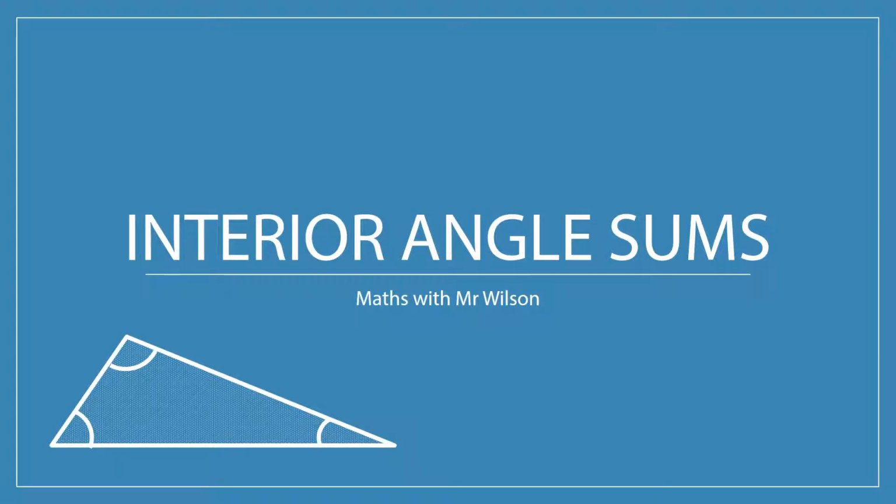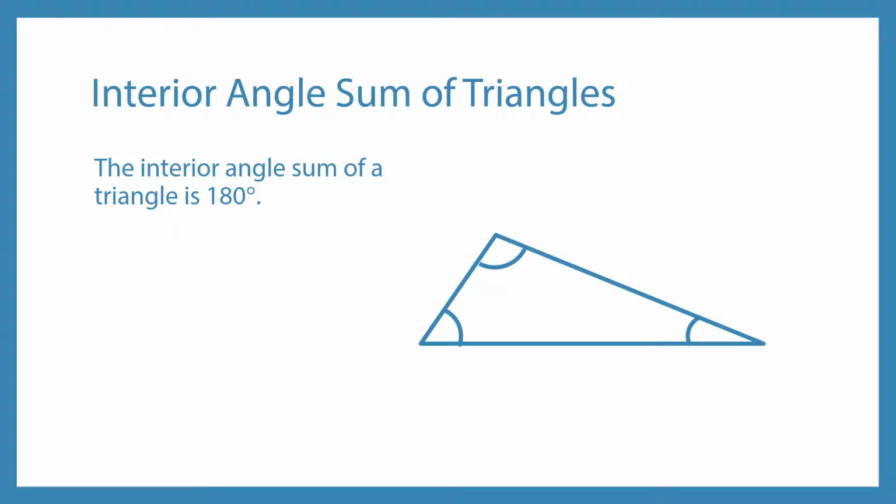Welcome to this lesson. Here we're going to be looking at the interior angle sums of triangles and quadrilaterals. So here we have a triangle, and we'll look at this in class in more detail. But in summary, a triangle has an interior angle sum of 180 degrees.